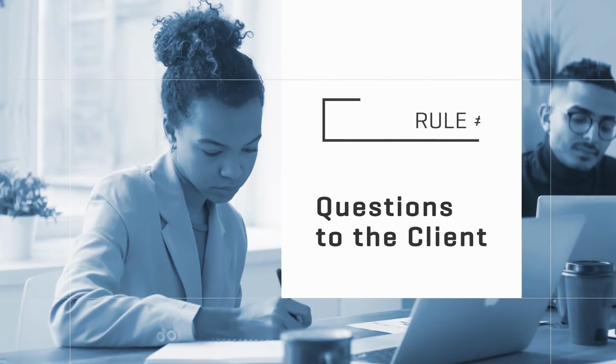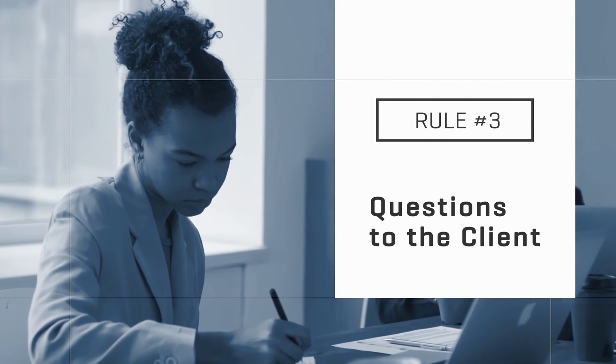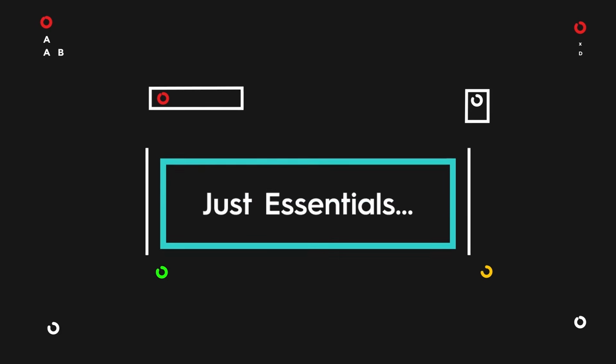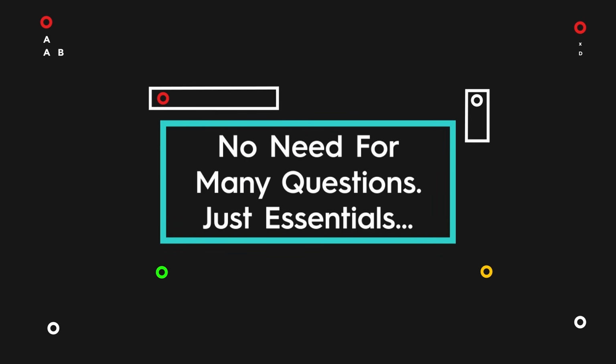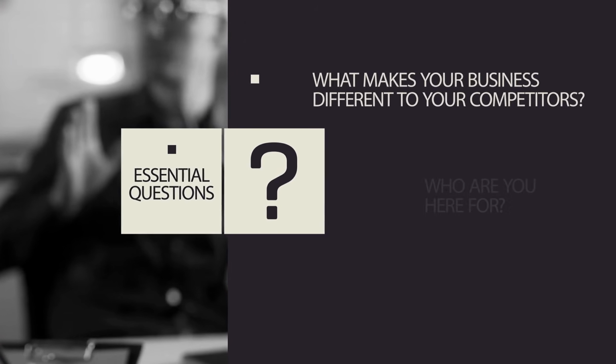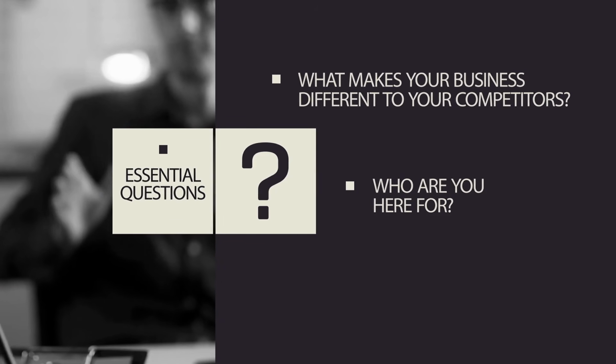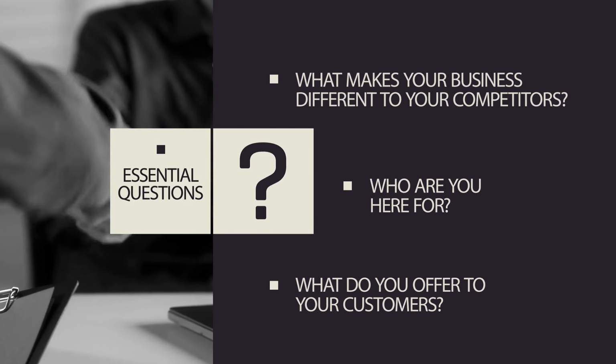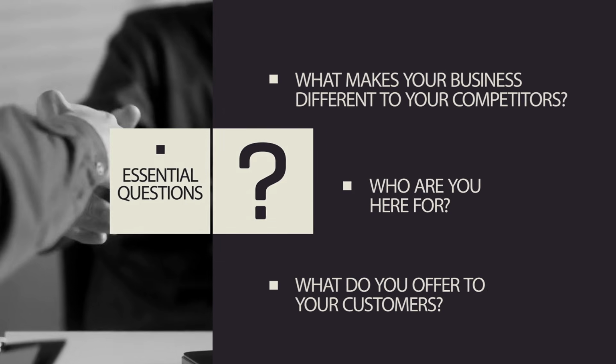Golden rule number 3 is to make sure you send your client a questionnaire in the early stages of your project. Your questionnaire doesn't need to have reams and reams of questions. You just need the essentials, such as things like what makes your business different to your competitors, who are you here for, and what do you offer your customers? And of course, so on. There are a few questions like this that you should have in there.